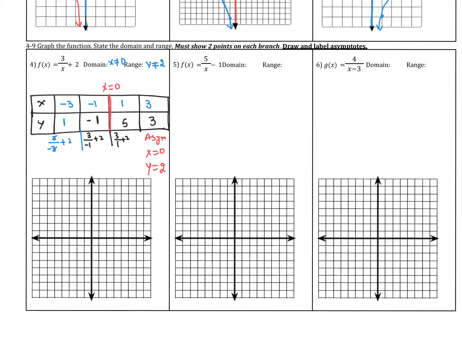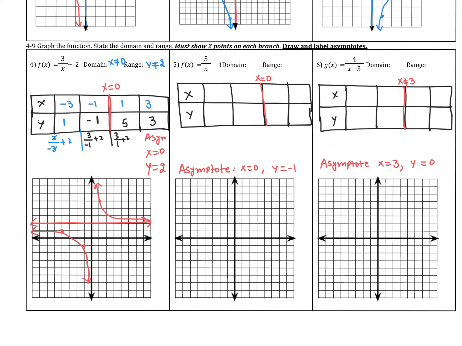The asymptote for y is y equals 2, a horizontal line. And then you're going to plot these points. So the points are going to be negative 3 comma 1 and negative 1 comma negative 1. So you're going to get the graph, 1 comma 5 and 3 comma 3.